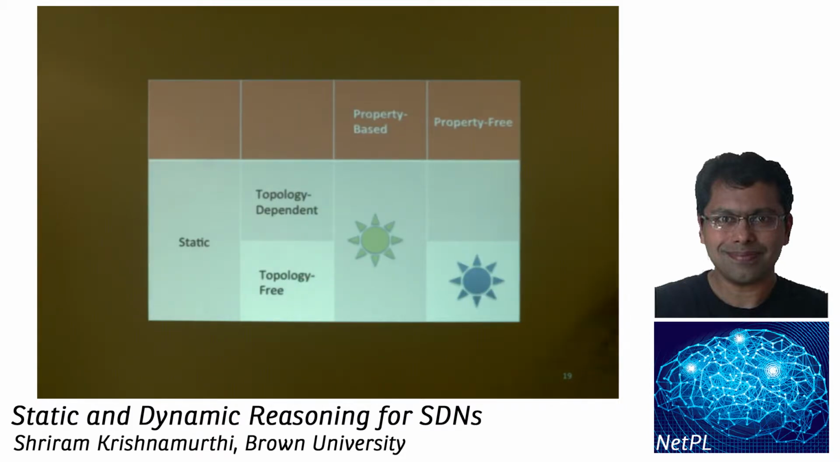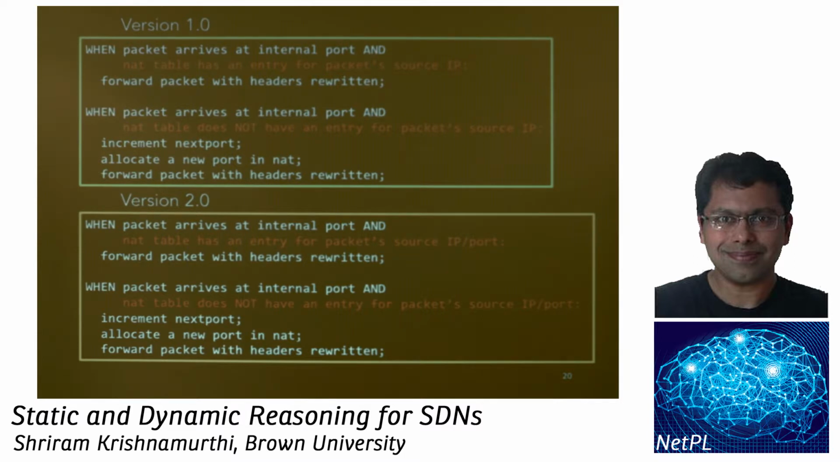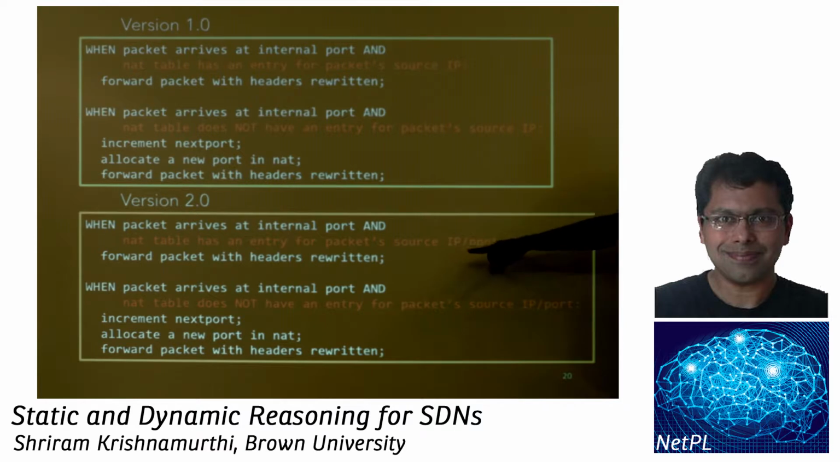So now I'm going to talk about static property-free analysis. I don't have properties, all I have is multiple versions of a program. So I've given you here 2 versions of this NAT program. What I've done is I've changed things very slightly. This is not an interesting change, though this is a bug we actually had in one of our versions along the way. So the difference is, in this case, the NAT table just has an entry for the source IP. Here it has the source IP and port that it's coming from. That's basically the difference.